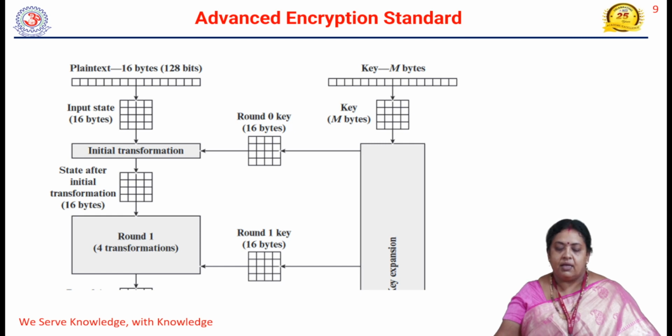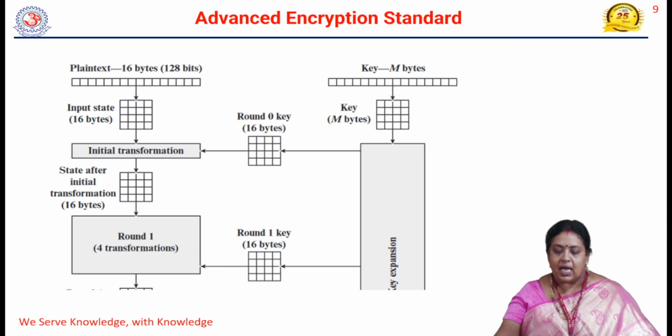Then after the initial transformation, the output, that is the state array of 16 bytes, will be given to round 1. In round 1, we have 4 transformations. What are the transformations? The first one is called substitute bytes, the second one is shift rows, the third one is mix columns, and the fourth one is add round key.